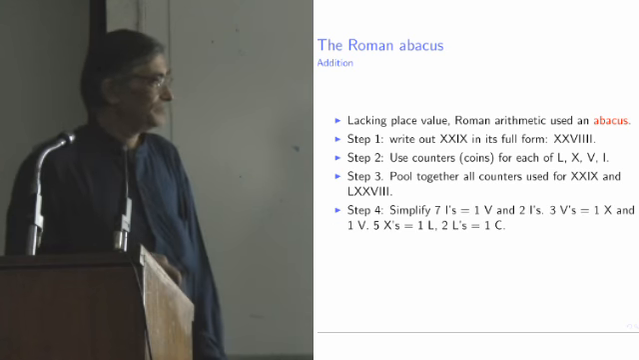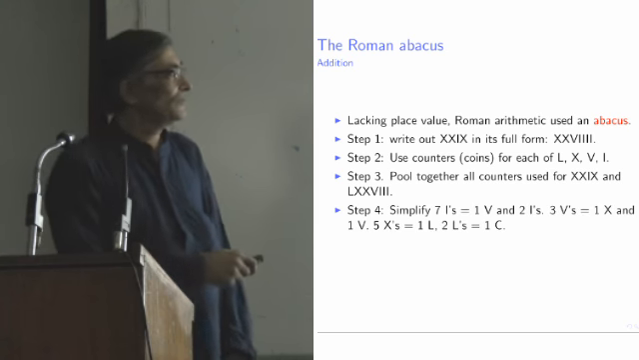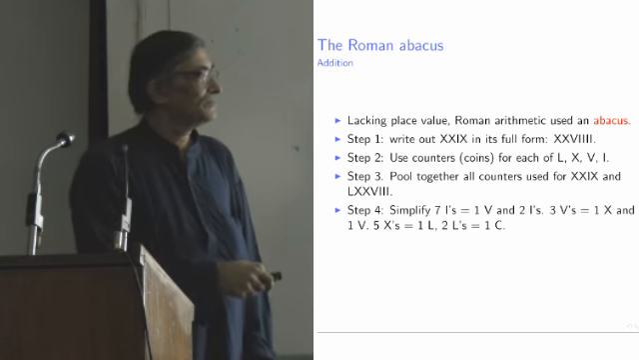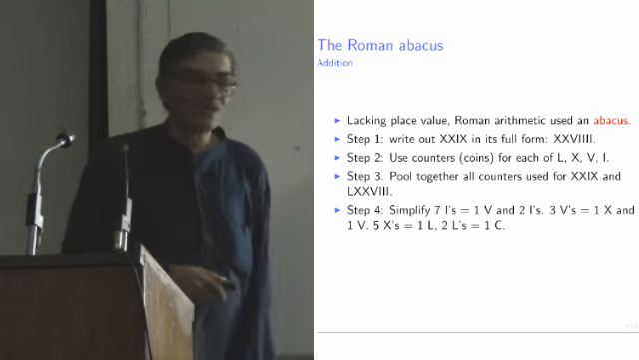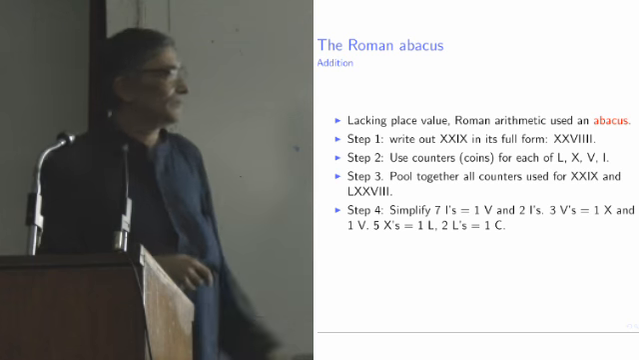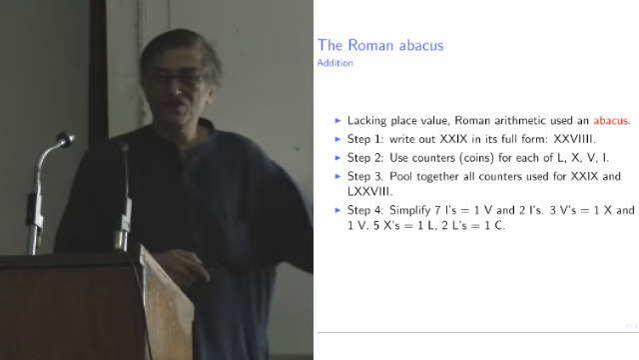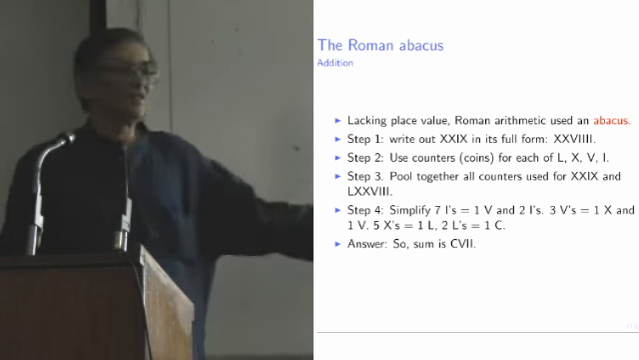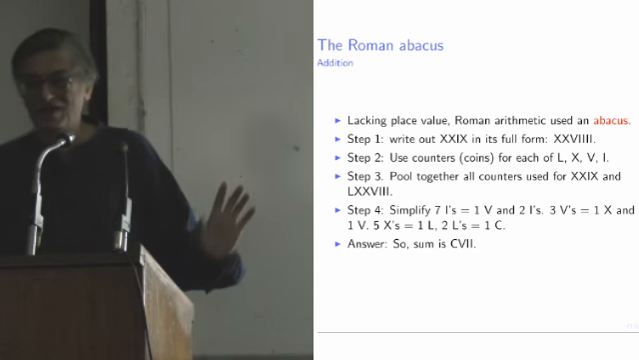Then you simplify. Right? So you have 7 1s that will give you 1 V and then 2 1s left out. The 3 V's will give you 1 X and 1 V left out. The 5 X's will give you 1 L and the 2 L's will give you 1 C. And so the sum is that much. So it's a very long process.